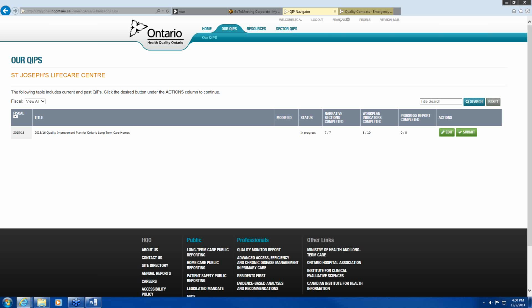Just to reiterate, this work plan indicators completed, while it says 5 out of 10, there are only 7 that you have to comment on or complete. There's an extra 3 that are additional, that are optional. It's just a quick way to know if you've actually started a section. It may not be telling you that it's complete or that you've done a great job in that section.